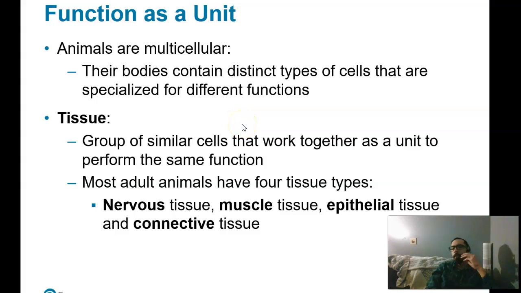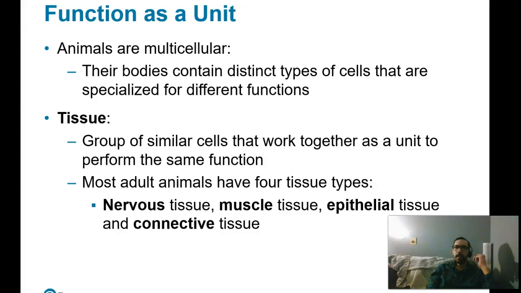So animals are multicellular. Their bodies contain different types of cells that have different functions. And when you have multiple cells working together as a unit, that's called a tissue.